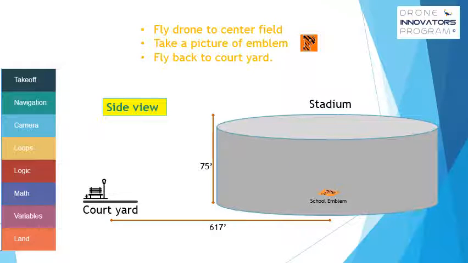Now here we have the side view picture. Here you can see the courtyard. The distance from the courtyard to the center field is 617 feet. We're going to go up minimum 75 feet, and actually you do want to go beyond, and we saw that in last week's homework, because you want to clear it. Then you come to center, drop down, take your picture, go back up again. So there are actually quite a few steps when programming this.